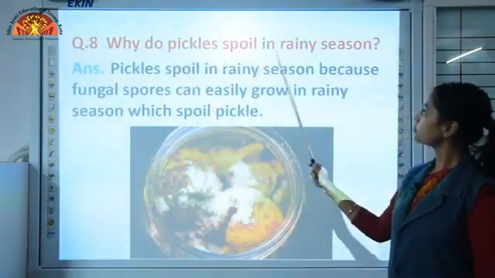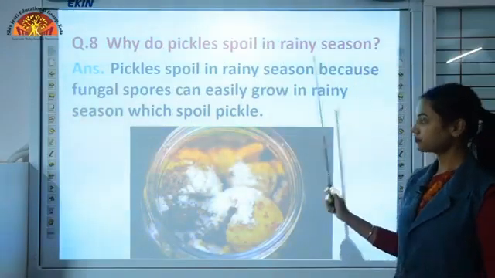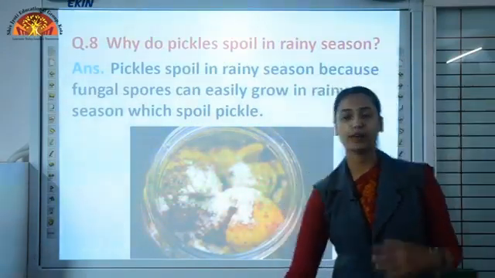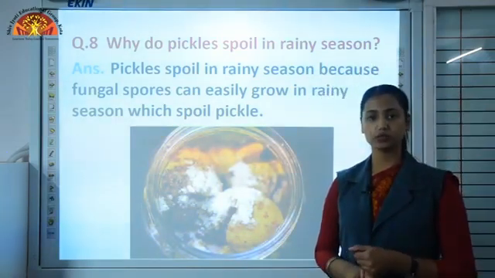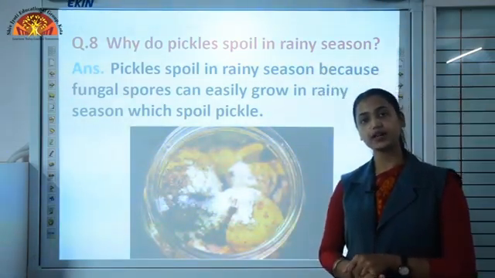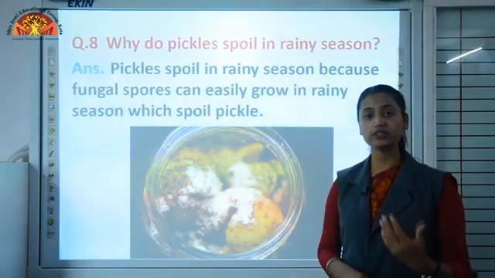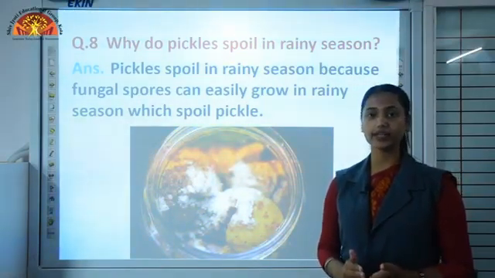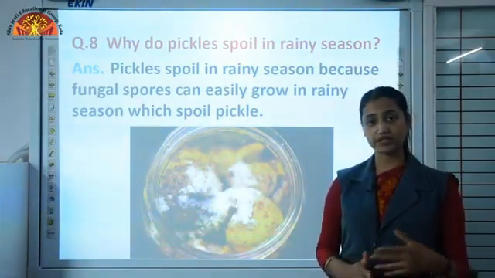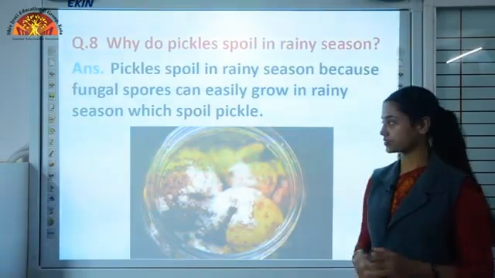Why do pickles spoil in the rainy season? Other than parasites, there is one more type of organism known as saprophytes. Saprophytes are those organisms which depend on dead and decaying matter for their food. They are dependent on dead matter, not living organisms.